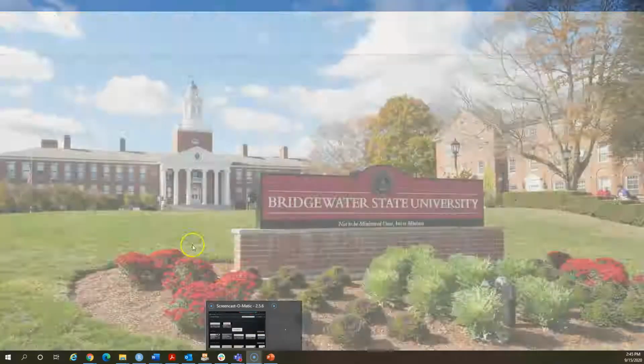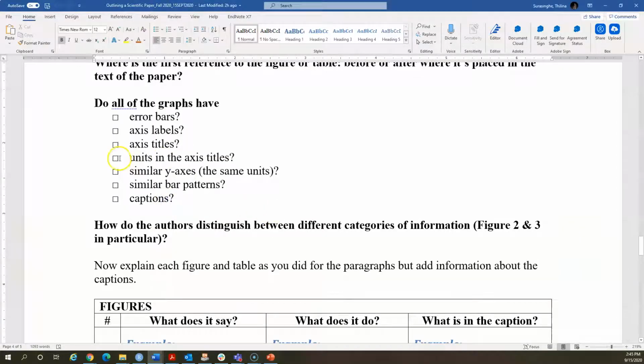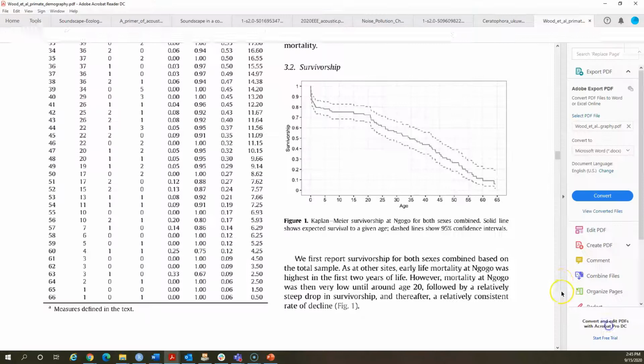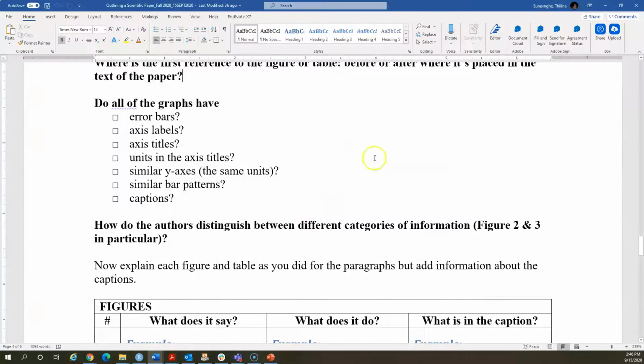Well, I am not sure about that, but similar y-axes, the same units. Well, in that case, definitely no. We don't have similar y-axes. Similar bar patterns. Let's go back and see. Well, it doesn't actually have bars. They have line graphs, so it's not even applicable, right? Well, in either case, the pattern is not the same. There are 3 lines right there. It's not similar, right?